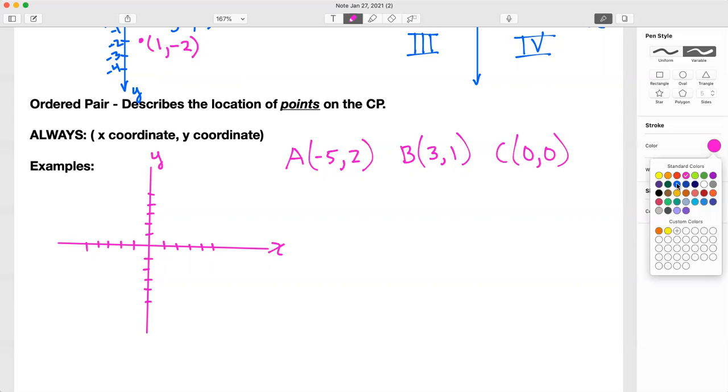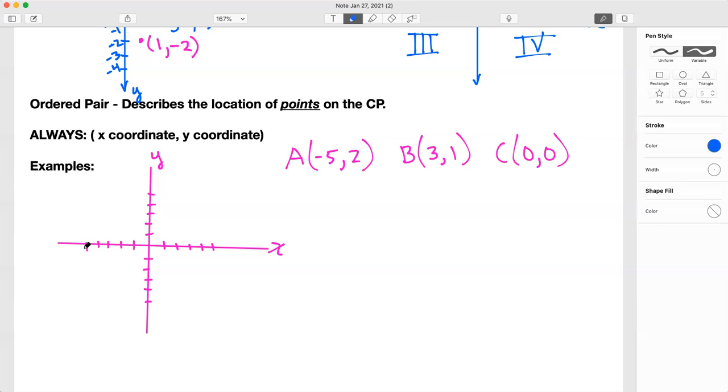So for point A, if we want to go to where point A is and label it, we're going to go 5 to the left, 1, 2, 3, 4, 5, and then 2 up or down. Well, up because it's positive. 1, 2. So right here is where point A is going to be. How about point B? Well, it tells us where to put it. It's going to go 3 to the right, 1, 2, 3, and then 1 up.